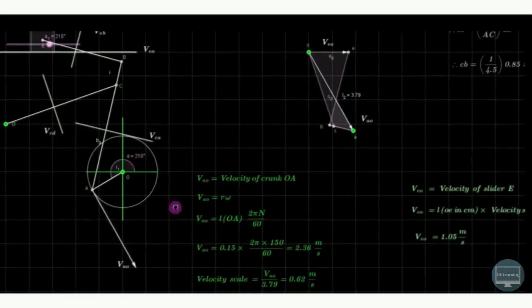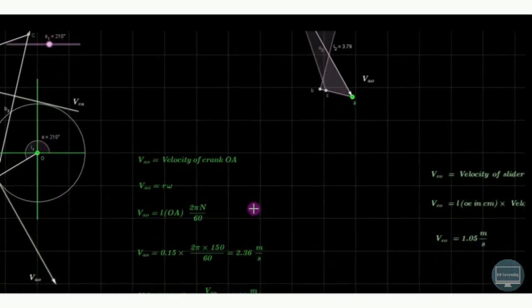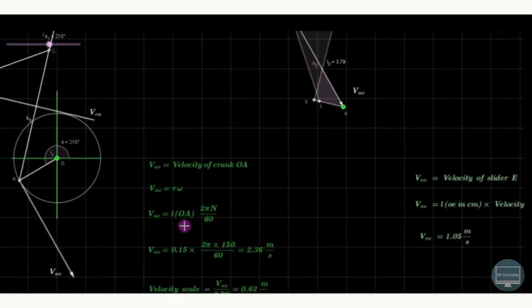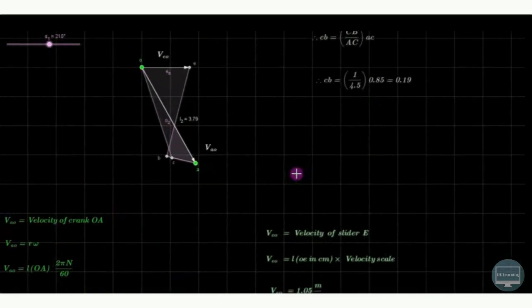So here, first we'll find out the velocity of crank OA. As per the dimensions which are given, the length of this crank is 0.15 meter and N, that is the rotational speed, is 150 rpm. So we'll get the velocity of A with respect to O as 2.36 meter per second. Now this vector we are representing by, so this is the first vector.